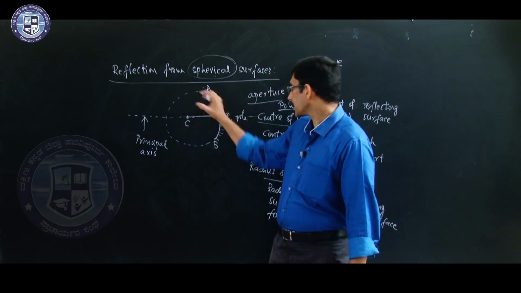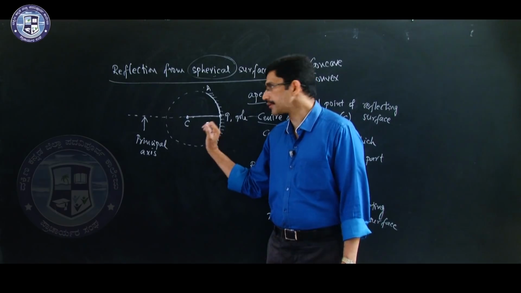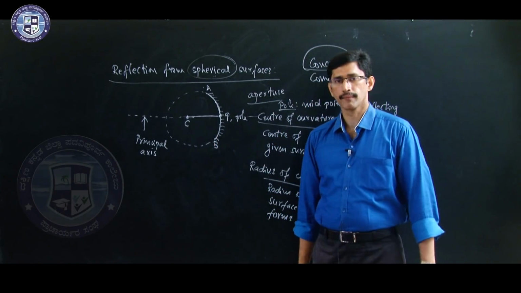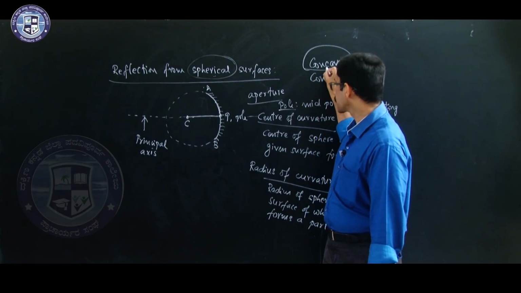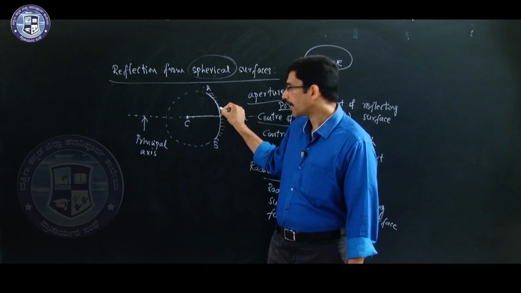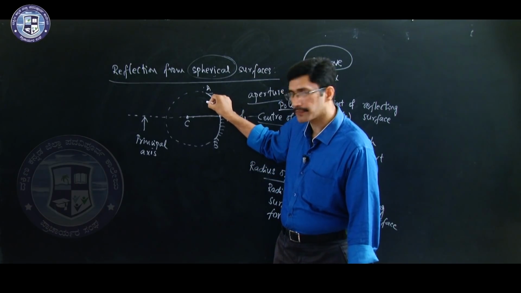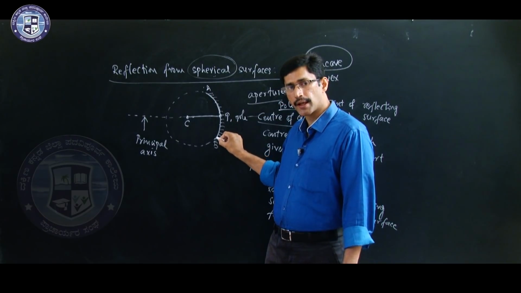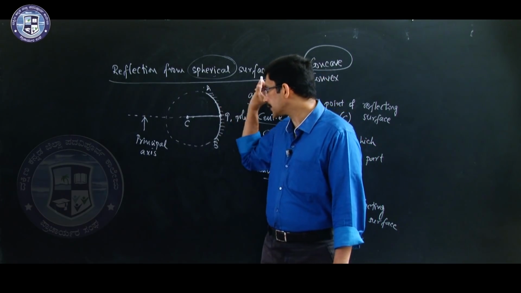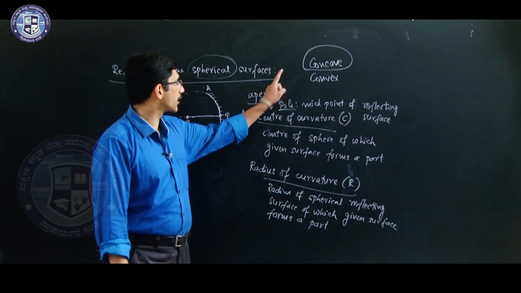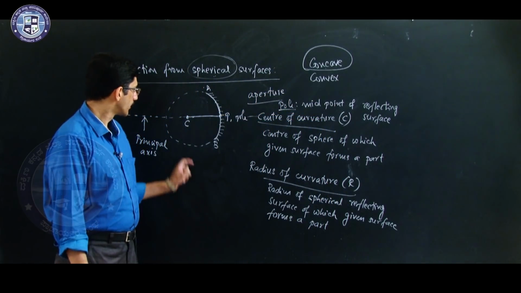And here, the surface that I have considered is the concave surface. It is a concave surface because the outer surface is silvered and the reflection takes place from the inner surface. Such a surface is said to be the concave surface.